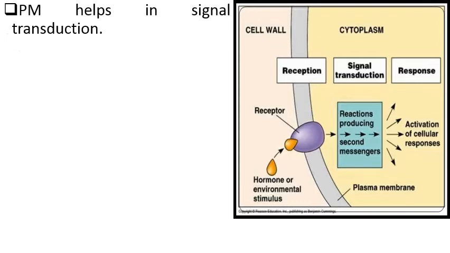Next, plasma membrane helps in signal transduction. It forms a very important barrier between the extracellular environment and the intracellular environment. In signal transduction, the cell senses any environmental changes. So the first receptor is the cell membrane. In the cell membrane there are some particular receptors that receive external stimulus, and they respond to that stimulus.